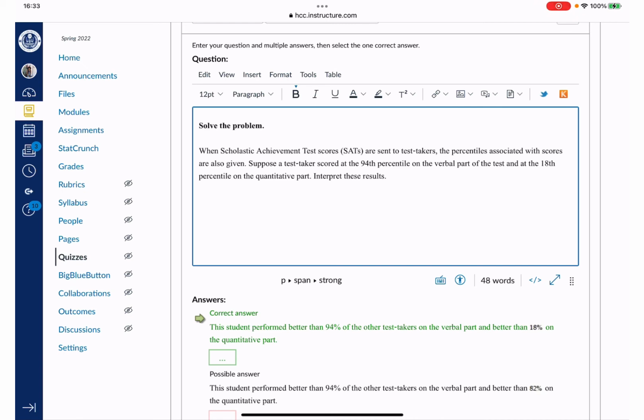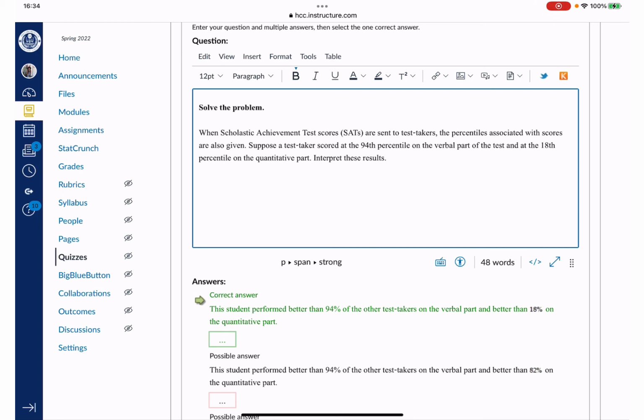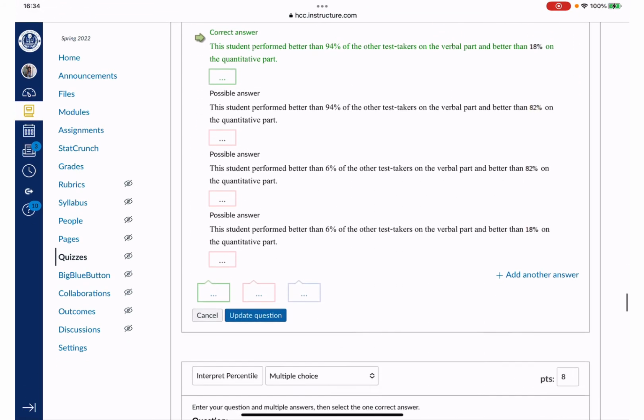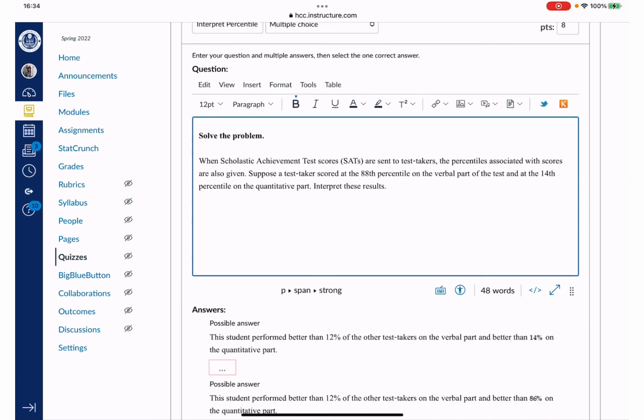So where is it? Score at the 94th percentile means the student performed better than 94% of the other test takers on the verbal part. And when it says at the 18th percentile, then it's going to be better than 18% on the quantitative part. There was a problem regarding percentile where we took less than or equal. The wording was different. That meant less than either the precise value or less. Okay? All right. Moving to the next question.